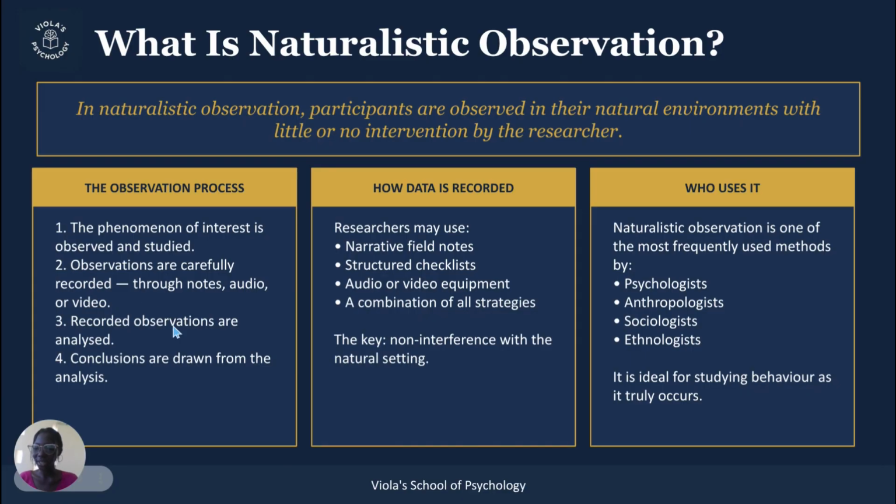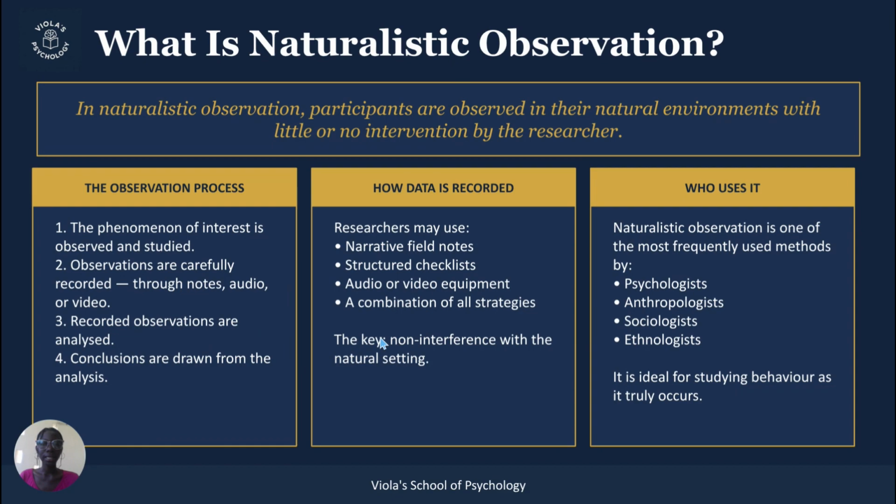Number three, recorded observations are analyzed. And I talked about this step, data analysis, in the 6 defined step process of research. If you know what that step is, please put it in the comment section. What step do we analyze data in the 6 defined steps process? And number four is that conclusions are drawn from this analysis.